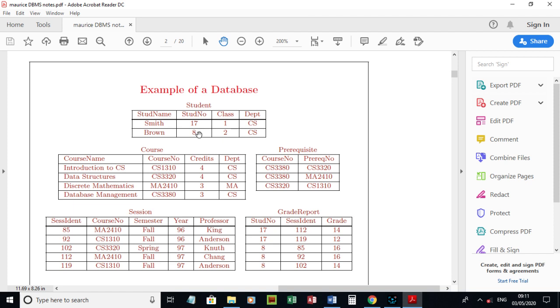Alright, so we move on. The class: how many characters? Either an integer or a character or text. When it is text, you specify how many characters. Maximum characters. Remember, all these things are management policies. And then the department.